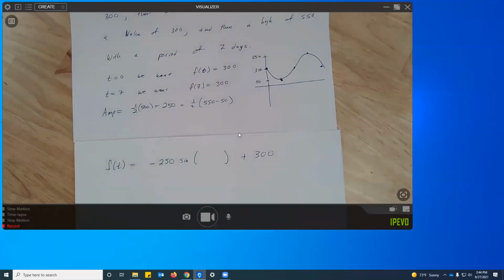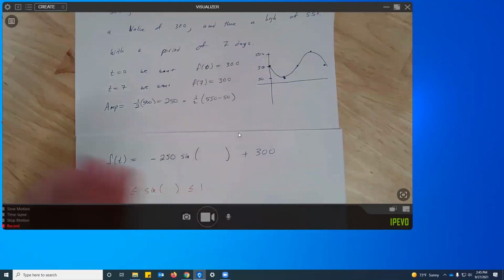The smallest sine can be, and I think this is worth saying in general, it is true that sine of anything is always between 1 and negative 1. So if you multiply that by negative 250, it's always going to be between 250 and negative 250. And if you add 300 to it, it's going to be between 550 and 50.